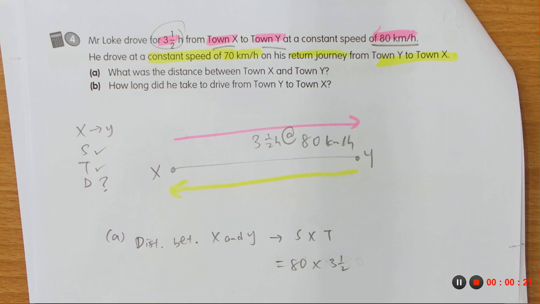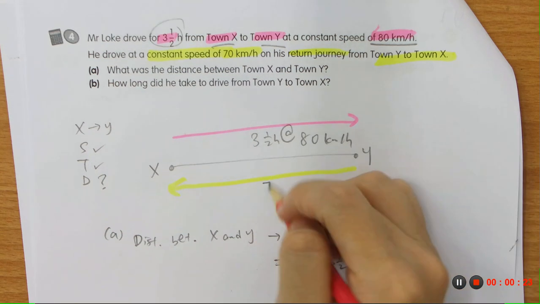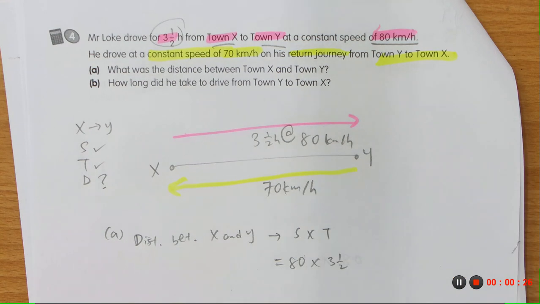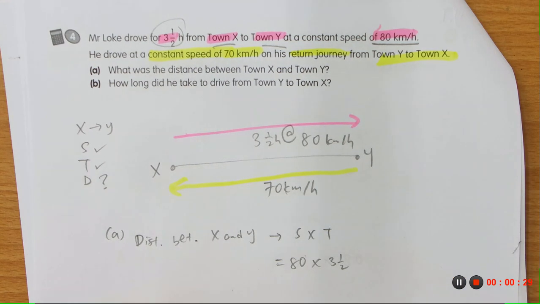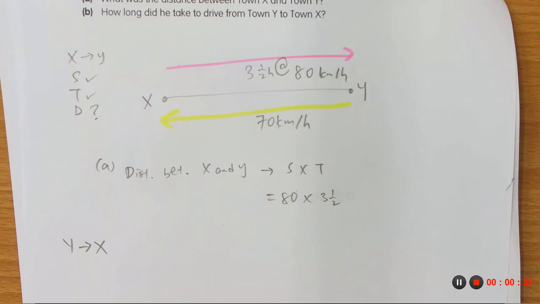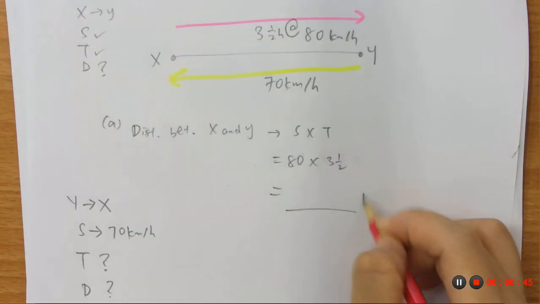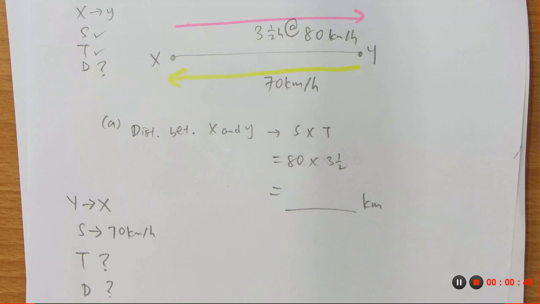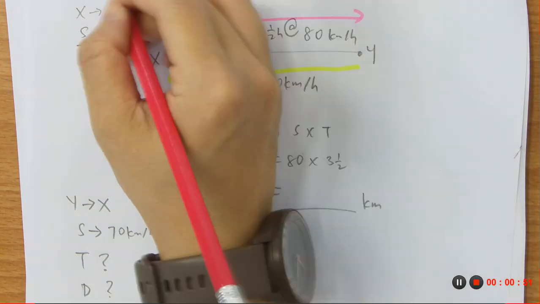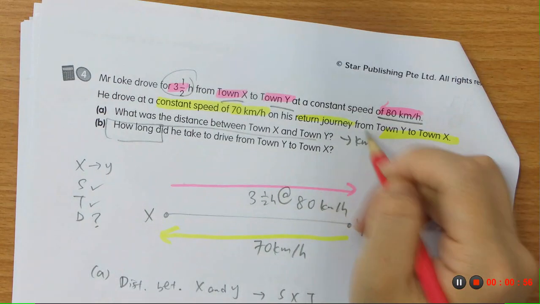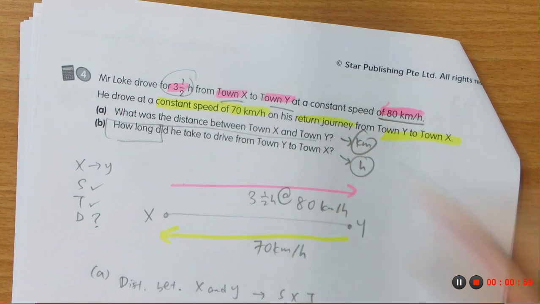And for that, the information is 70 km per hour. So from Y back to X, that's the return journey. I have the speed, that is 70 km per hour. I don't have the time, and originally I don't have the distance. But because I have the distance from the first question, which is over here, when he asked for the second part, how long? Okay, so the first part is kilometer, the second part is hour, the units.